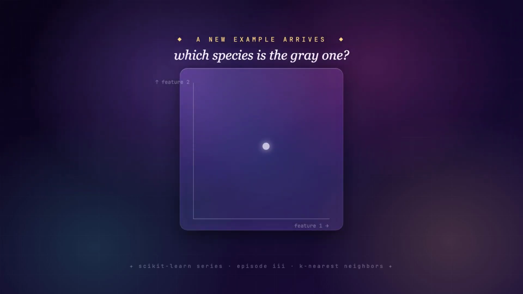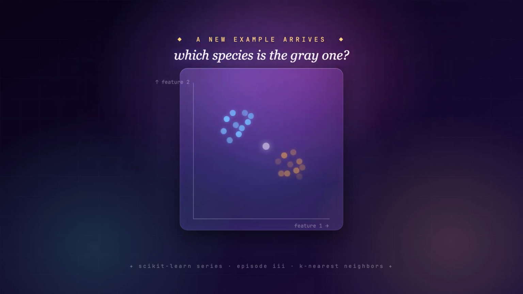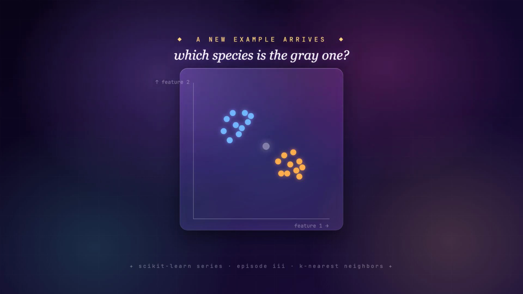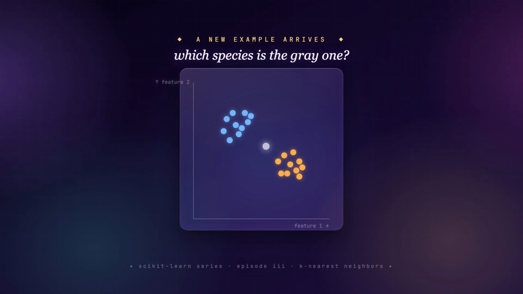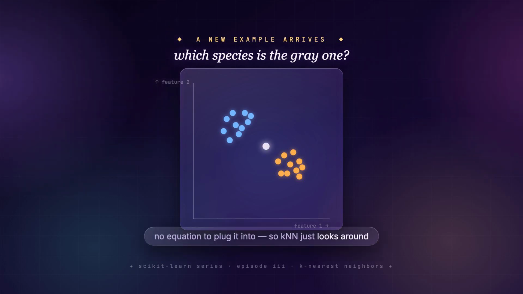Now a new unlabeled flower arrives, the gray point in the middle. We don't know its species yet. With logistic regression, we'd plug it into an equation. But k nearest neighbors does something almost childishly simple instead. It just looks around.